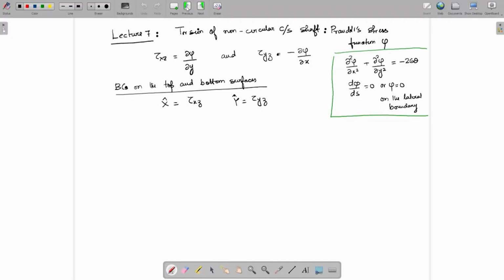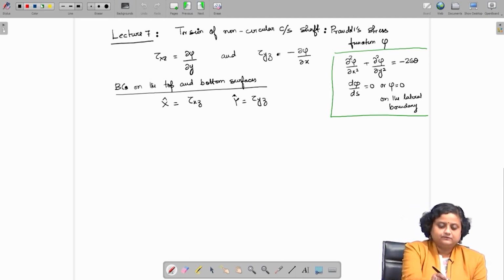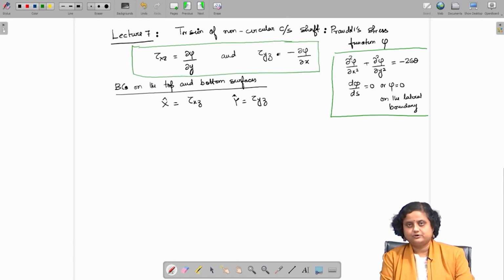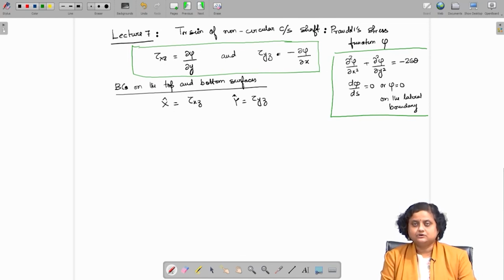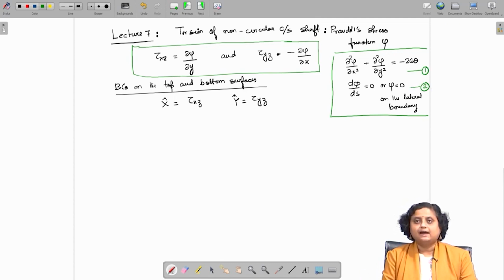Hello, this is lecture 7 and we will be continuing with the torsion of non-circular shaft using Prandtl stress function. In the last lecture we have seen the Prandtl stress function, which is given in this form. The two non-zero shear stresses are written in terms of the Prandtl stress function, and this stress function should satisfy these two criteria in order to satisfy the equilibrium condition and the boundary condition on the lateral surfaces.